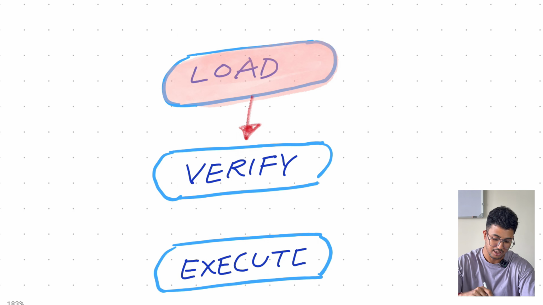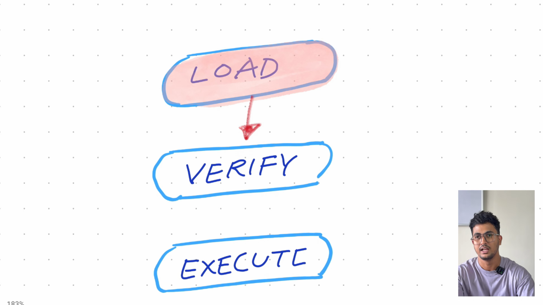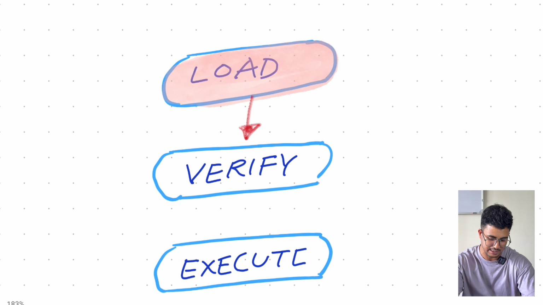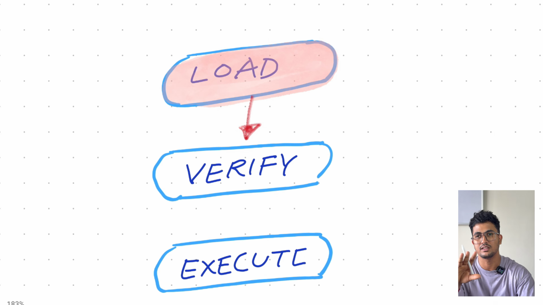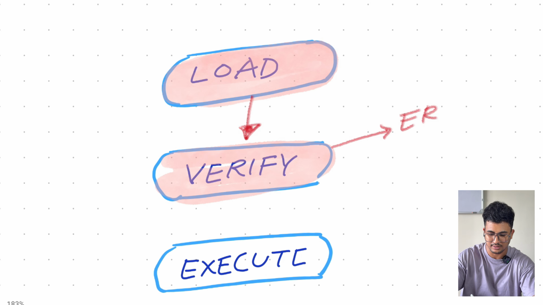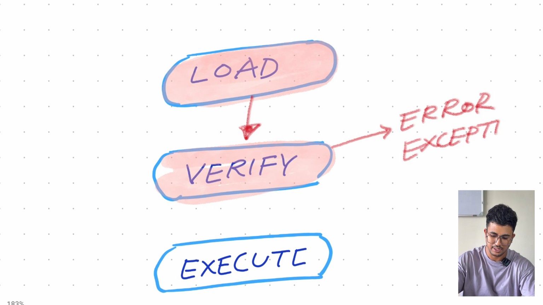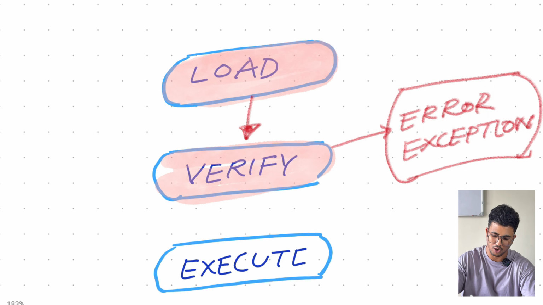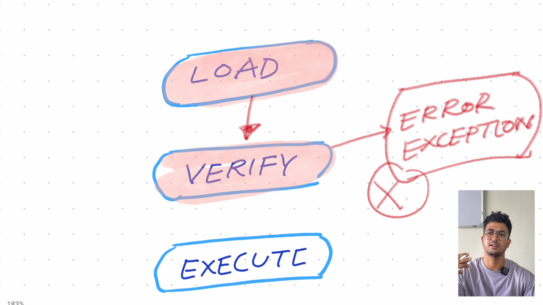Here it checks: do we have an exception here? Is there any error? If there is any error, then what happens? It will throw an exception or error onto the screen. That means the code is not going to run. It will stop there. So that is what the verify step does. Basically it checks for errors and for exceptions. If there are any exceptions or errors, the code doesn't run, it stops here. Okay, so then what happens?